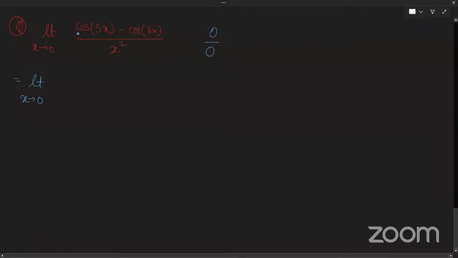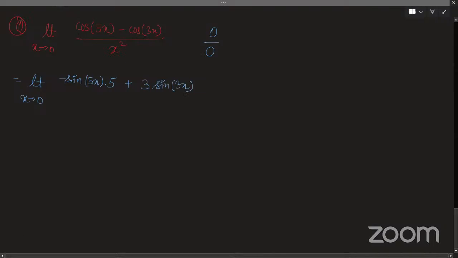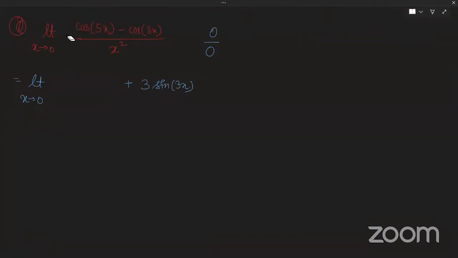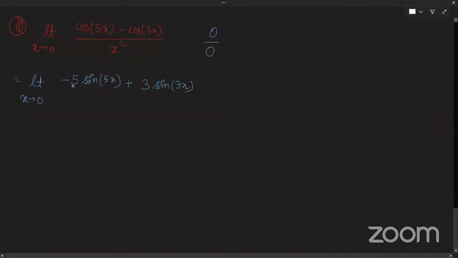So cos of 5x, what will be the derivative of cos of 5x? Minus sine 5x into 5. Minus sine of 5x into 5, right? And what about this? Plus sine of 3x into 3. Great, right? So actually in linear functions, it is really easy to calculate. We just directly put the coefficient in the front. So this thing can be written as minus 5 sine of 5x plus 3 sine of 3x.